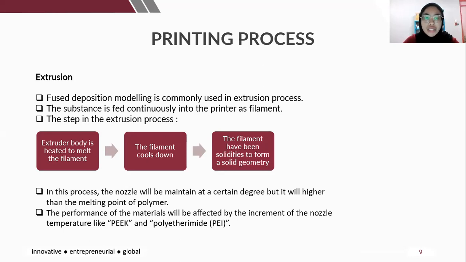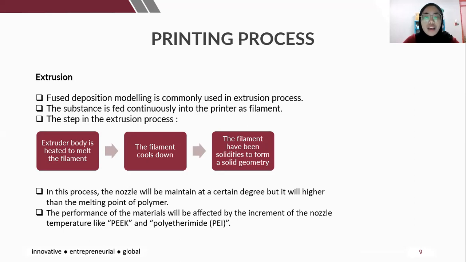The substance is fed continuously into the printer as a filament. There are 3 steps in the extrusion process for 3D printing. The first step is the extruder body is heated to melt the filament. Then the filament will cool down, and finally the filament is solidified to form a solid geometry.